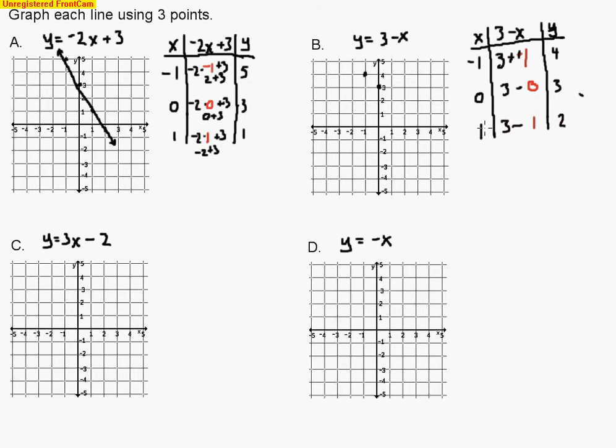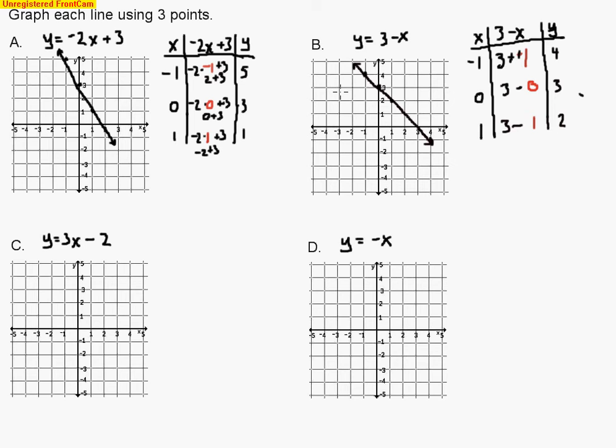1, 2 means I'm going to go over 1 space to the right and then up 2. And I put the dot right there. And then from there I can draw the line. So the line extends down to the right and put some arrows at the end. Or I can think of it going up to the left. So those are 2 examples.